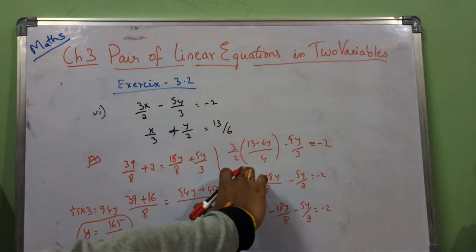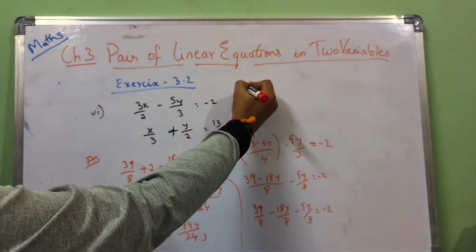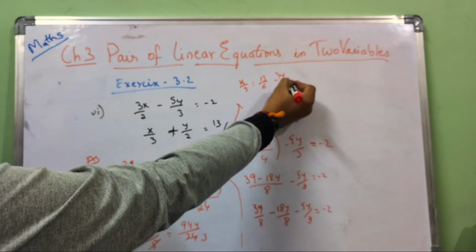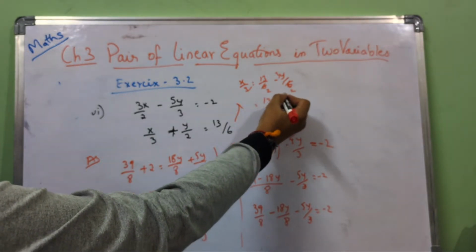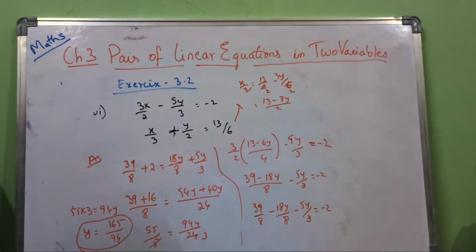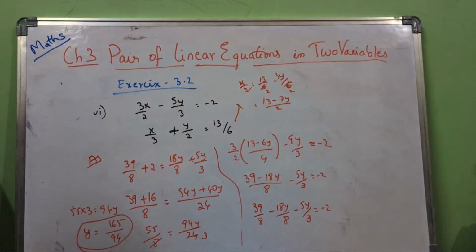3 by 2 into 13 minus 6y by 4, we got it. Just cross check once. X by 3 equal to 13 minus 6 minus y by 2 minus 3 by 6, minus 3 times 13 minus. There is a mistake. So that's why it's better to cross check. We'll do it once again.